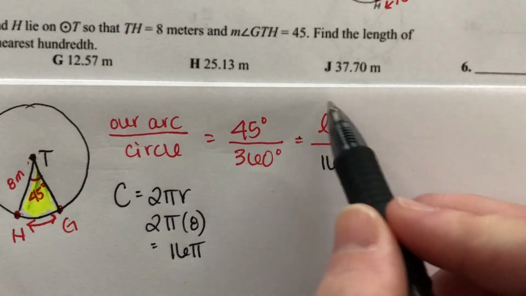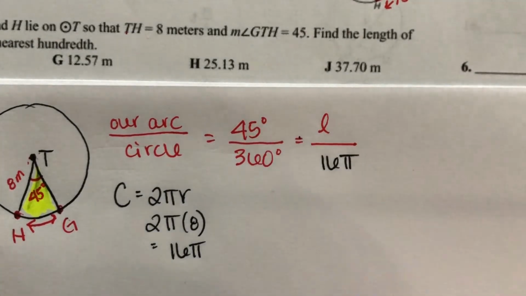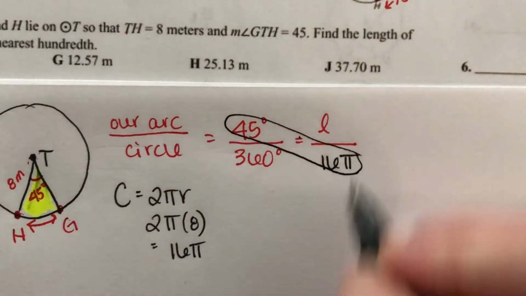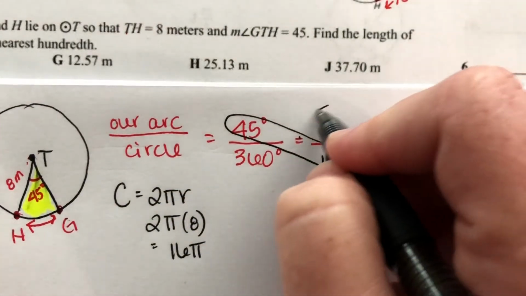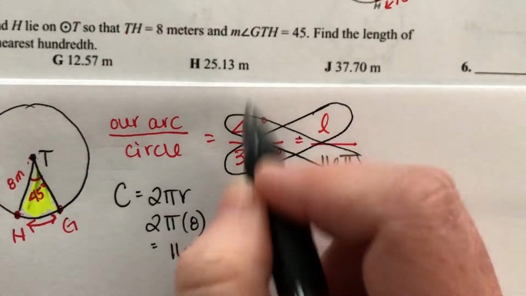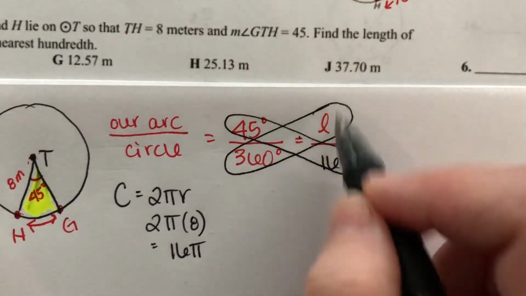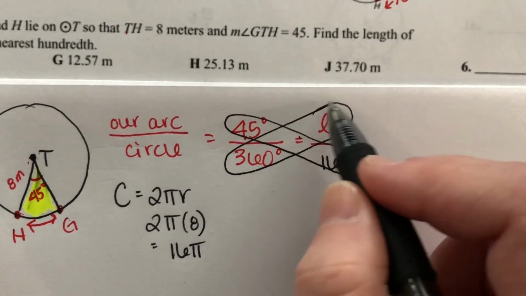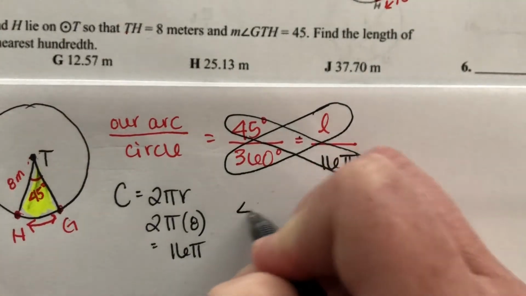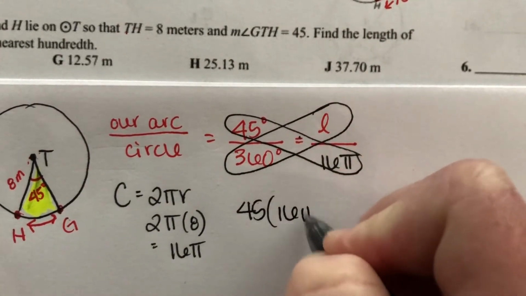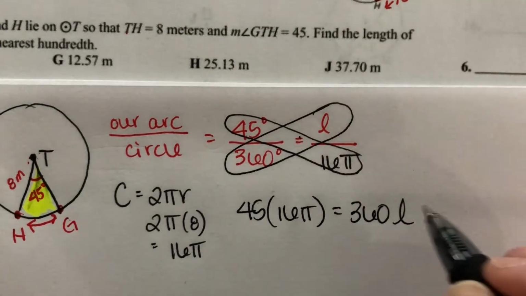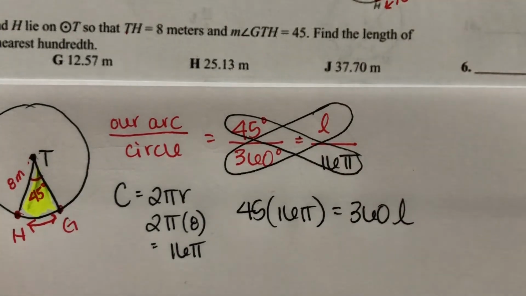So to solve for this measure, I'm going to cross multiply, right? So I'm going to multiply 45 times 16 pi and set it equal to 360 times the length of my arc. Remember, this ratio is degrees. This ratio is in length of the circle. Our little arc length versus the entire circle length. Okay, so I'm going to write 45 times 16 pi equals 360 times L. And I'm solving for L. That's the length of my arc.